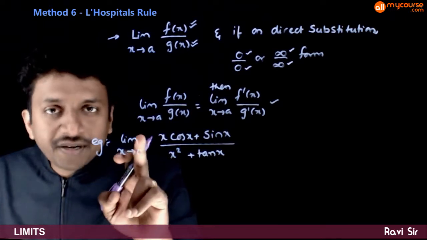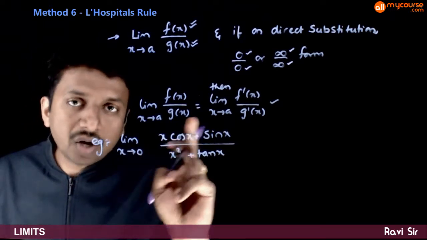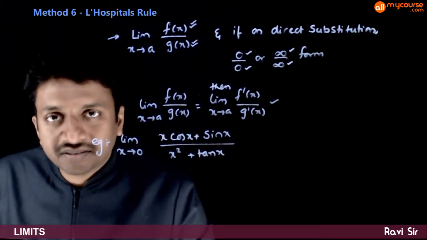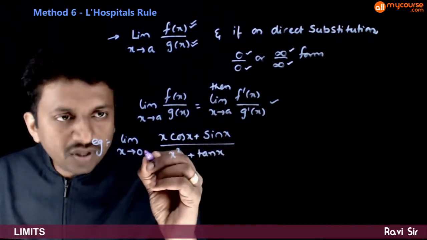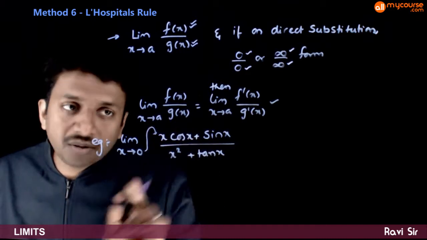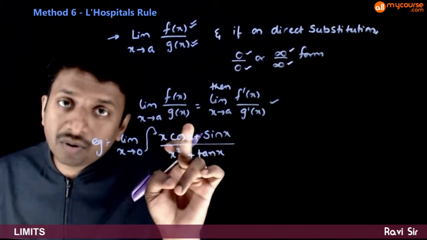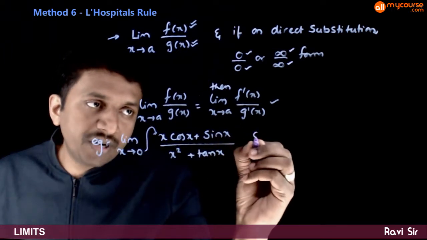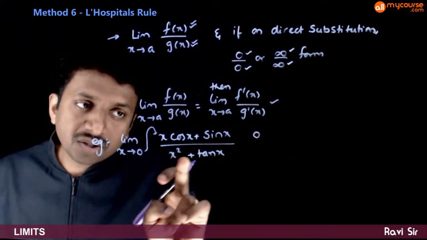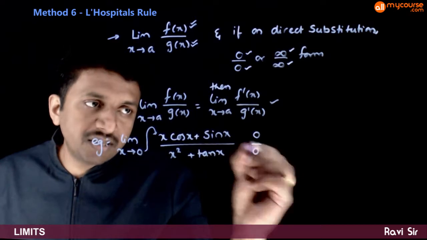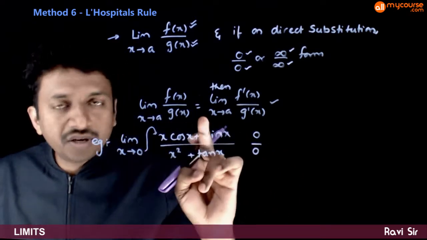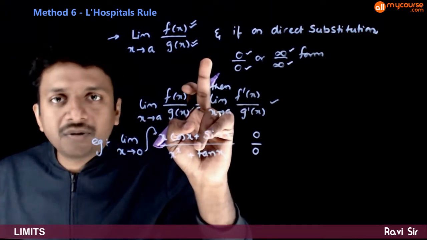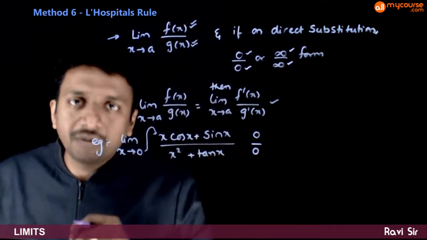You're asked to find limit x tends to 0, x cos x plus sin x by x square plus tan x. If you do the direct substitution, x is equal to 0, the numerator is 0 into 1, 0 plus sin 0 is 0. So you're getting the numerator as 0. The denominator is 0 square plus tan 0, 0 plus 0 is again 0. So you're getting 0 by 0 form. So what does L'Hospital rule say if you're getting 0 by 0 form?